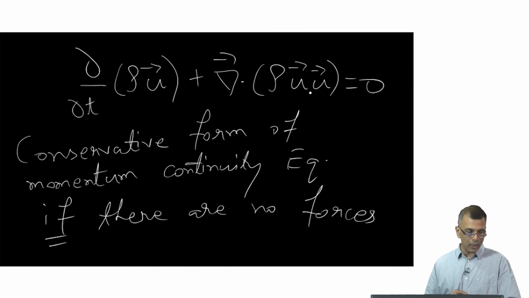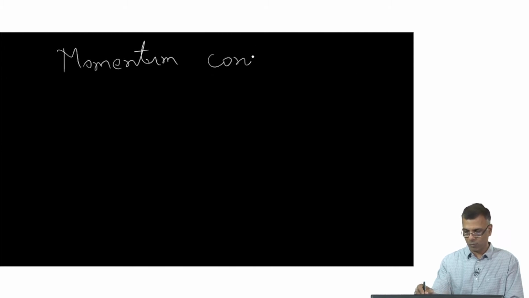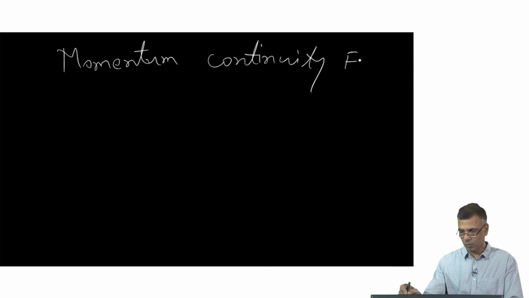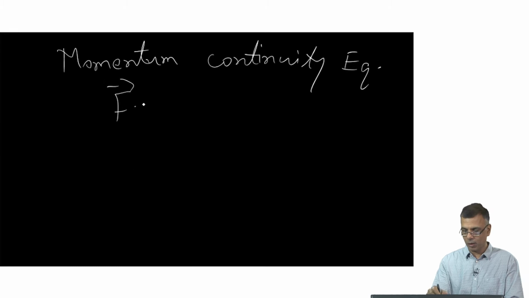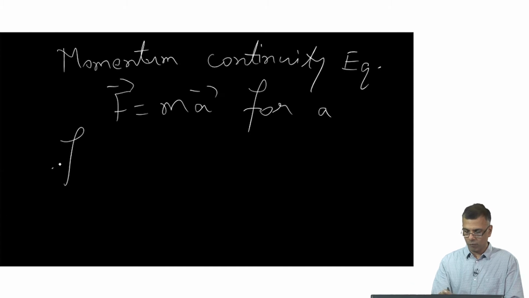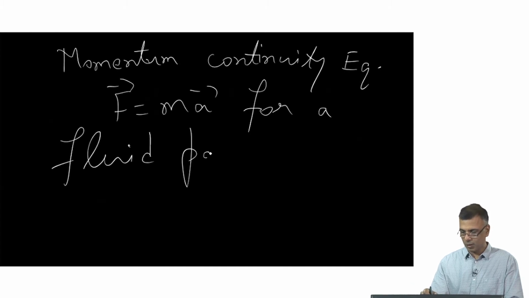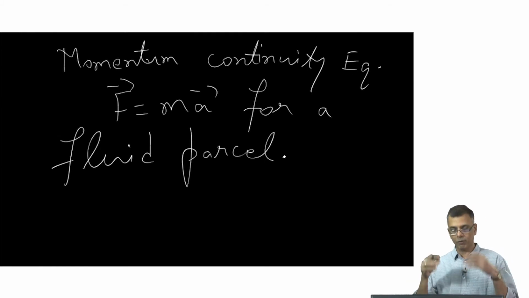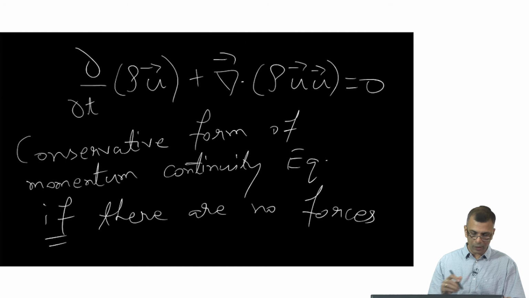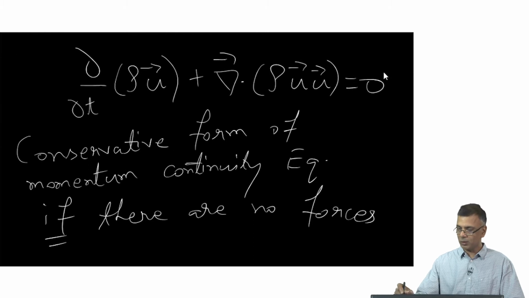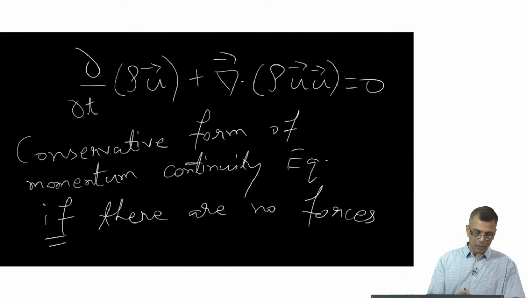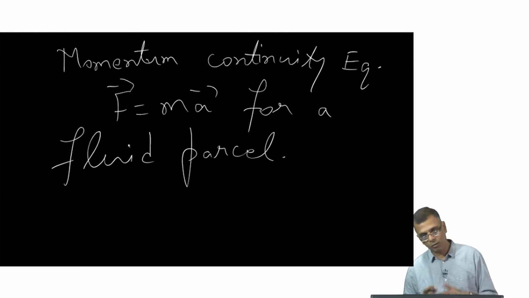Okay. And if there are forces, so really the momentum continuity equation is nothing but F equals ma for a fluid parcel, not for a point particle, but for a fluid parcel. In this case, what we did here is this is simply ma. This entire thing is just ma, and we assume that there are no forces.